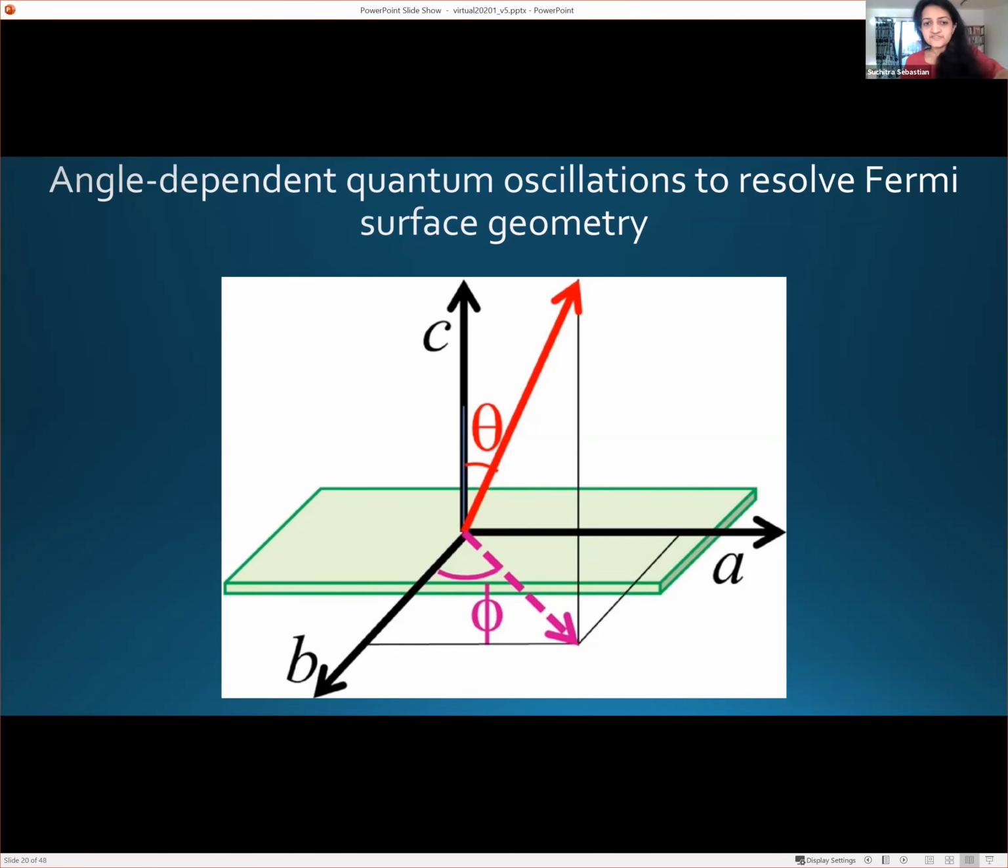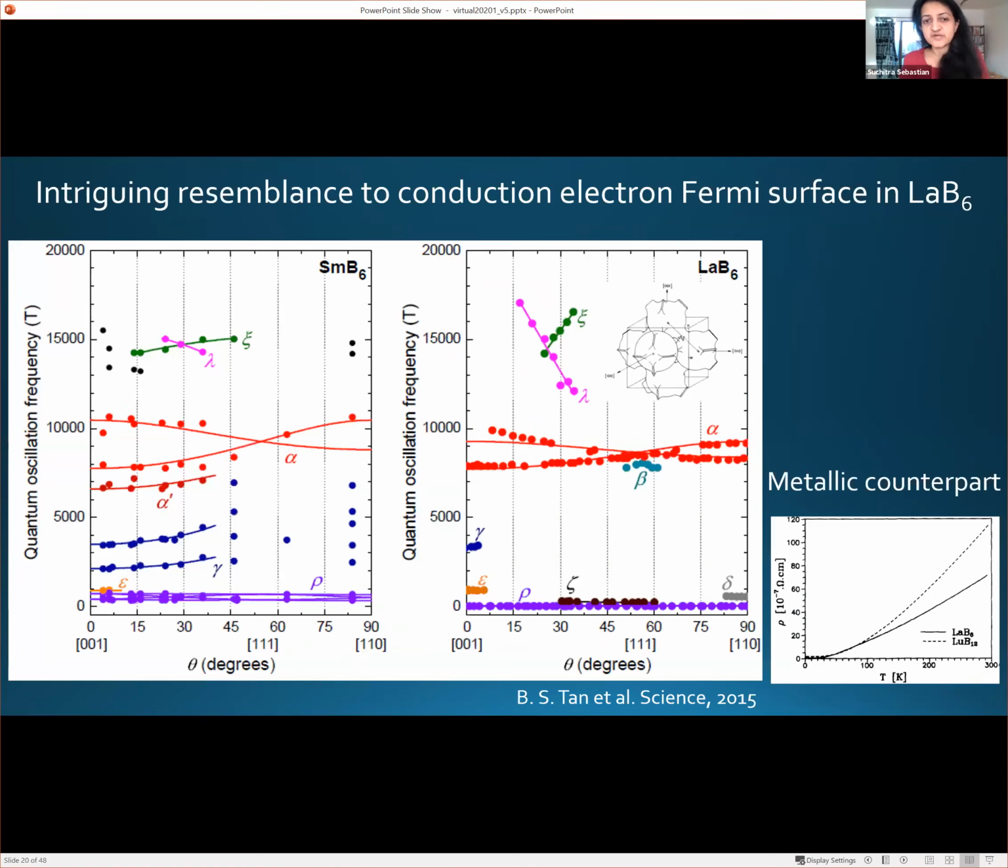Okay, so on the left are frequencies of samarium hexaboride. You could see the angular dependence. And one of the interesting things we found is that the size of the frequencies and the angular dependence are very similar to that in lanthanum hexaboride, which is a conduction electron equivalent without any F electrons. And so this is not insulating. This is conducting. So it's metallic.